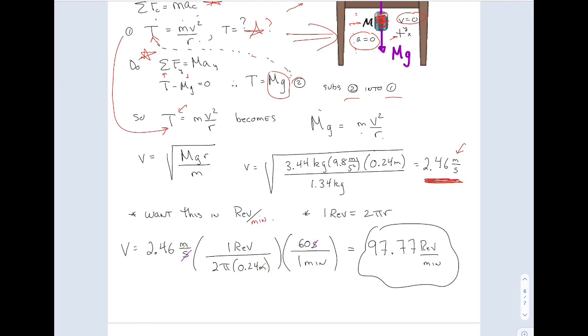We found in circular motion that to go from meters per second to revolutions per minute, or vice versa, one revolution is 2 pi r meters. So I rewrote this speed, and then I said in 2 pi r meters, I have 1 revolution. So that canceled out the meters. And then I said in 60 seconds, I had 1 minute, and that cancels out the seconds. So that gives me my number of revolutions per minute, say about 98.